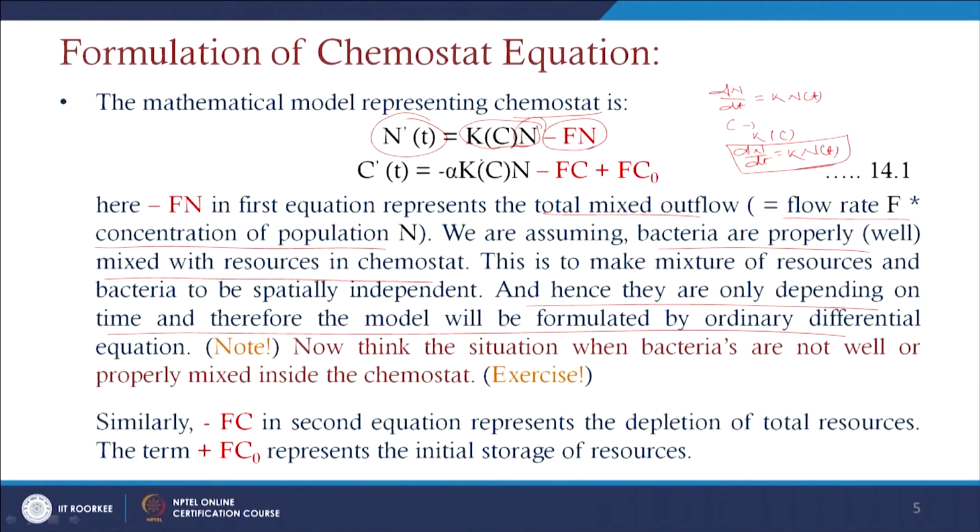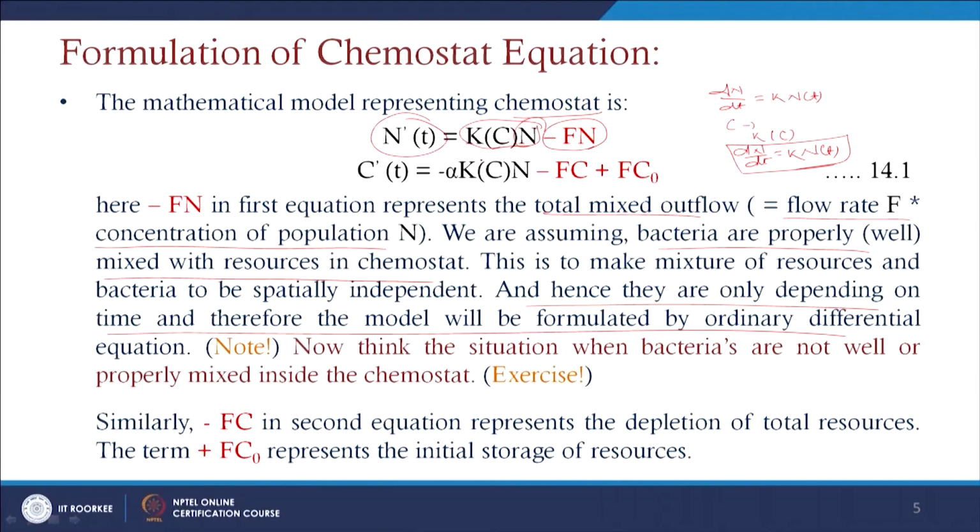Similarly, in the second equation we assume the concentration of the limited resources available also changes with respect to time, since the cells consume these resources. This concentration change depends on the term minus alpha k C N, which we discussed in our previous lecture, since resources are used by the cells. So it is reduced depending on the population size N. Finally, we add a term minus FC, which represents the decrease of total resources, and FC0, an extra term depending on the initial storage of resources, that is, whether it has been used by the cells or some remaining portion is kept there, which gives plus FC0.